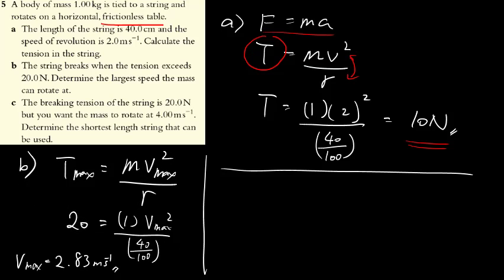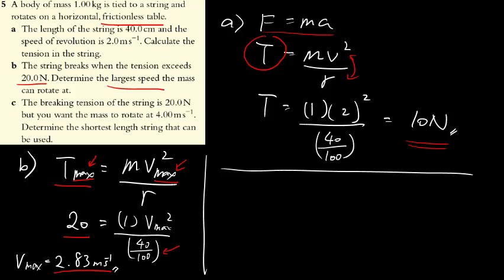For part B, it said the string will break at 20 Newton and determine the largest speed. And of course, in that case, you are going to set the limit as 20 Newton. And therefore, I wrote tension equals mass times v squared over r, and therefore the v will be mass as well. So the word mass here and also here is pretty important in terms of presentation. So please do it as well. And then you just substitute all the things, and you find the velocity is 2.83 for the maximum speed. And here, of course, we assume the radius is still the same.